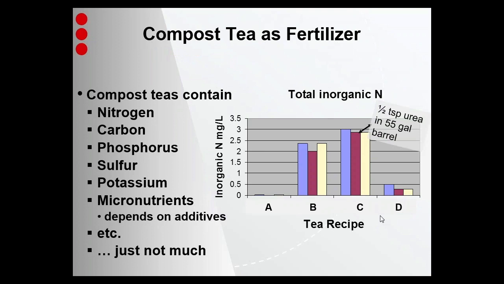In particular, what we're really looking for in compost tea is micronutrients. That's going to be dependent on what you've added and how you've brewed. And we're also going to see some of these other nutrients in there as well. We're just not going to have very high concentrations. So you're looking at very, very low concentration.